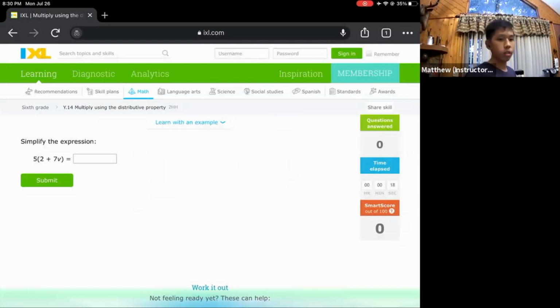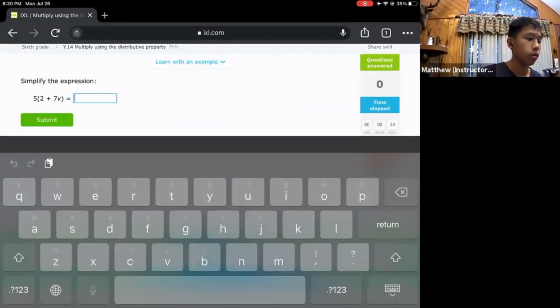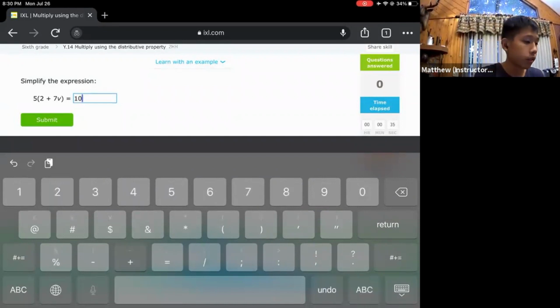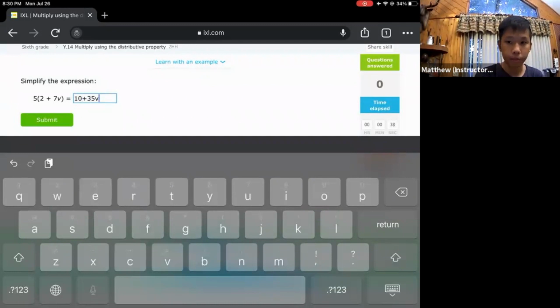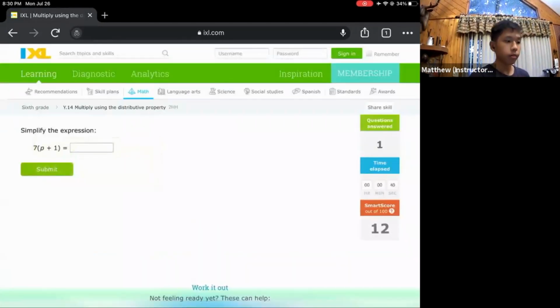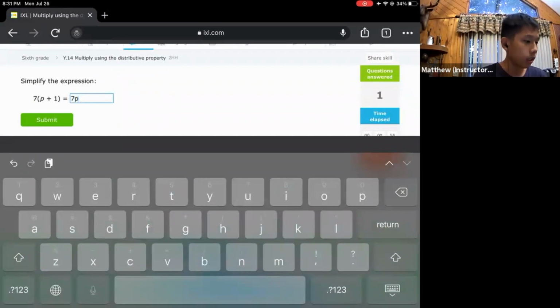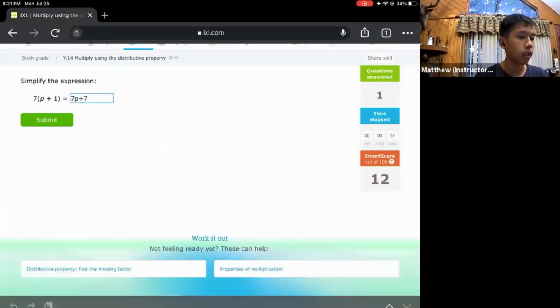Will this be equal to? Well, from what we know, 5 times 2 is equal to 10. What's 5 times 7? We don't know. 5 times 7 is 35. So that'll be 35b. Right? Now, what about this one? 7 times p plus 1. Does anyone know 7 times 1? Well, that's 7. And there's no number behind p, so that'll also be a 1. But it'll be equal to 7p plus 7. Now that'll be the answer.